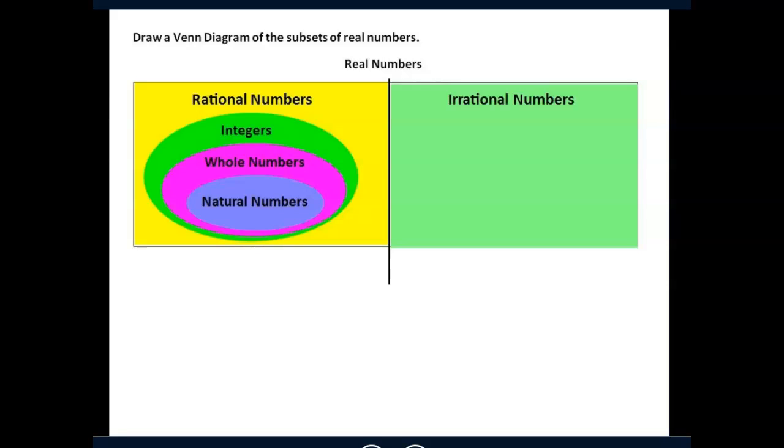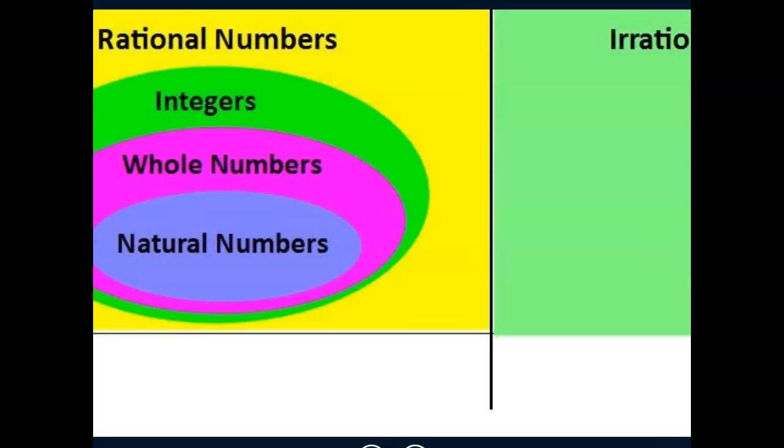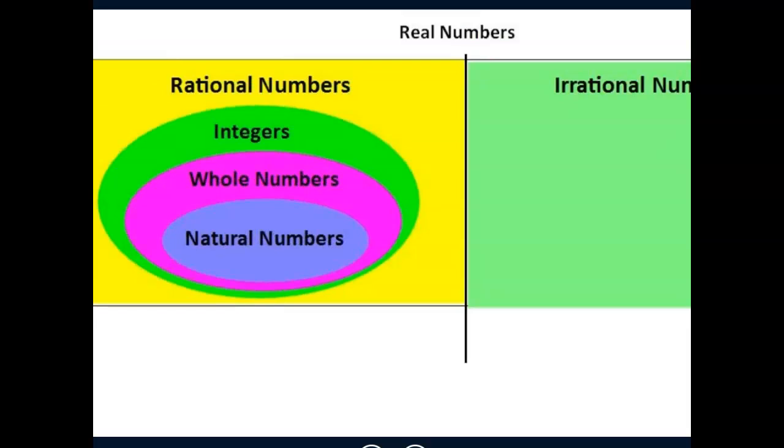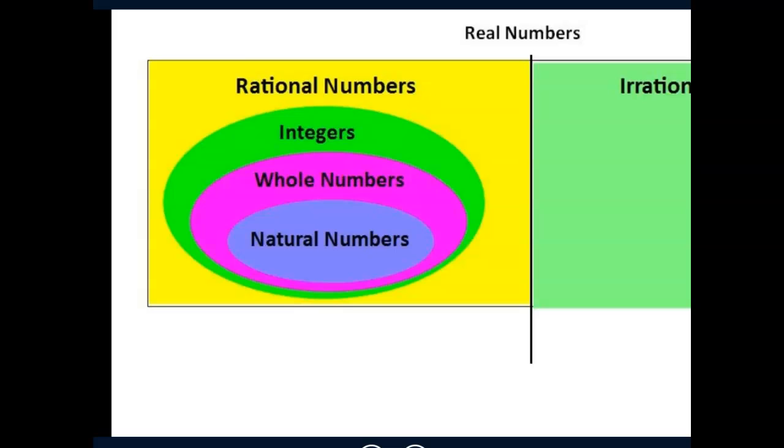If it is a natural number, then it also is a whole number, and it also is an integer, and it also is a rational number. So as you move out and up through the bubble, it also includes more titles.